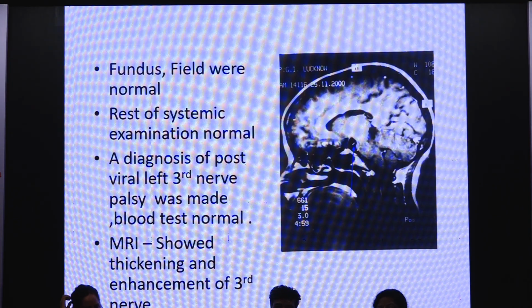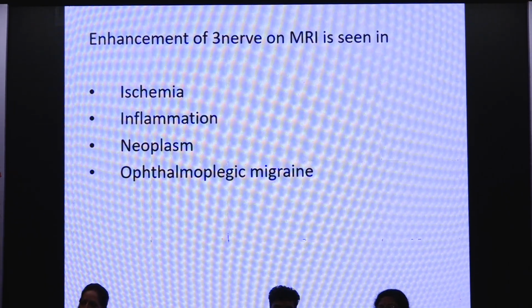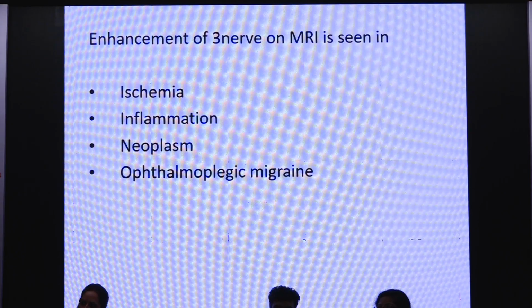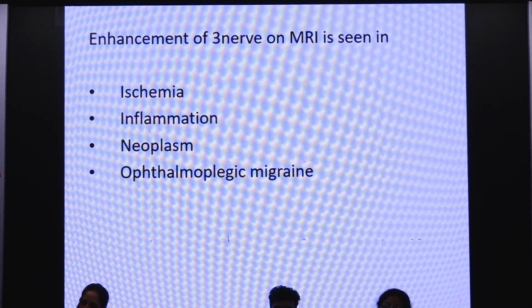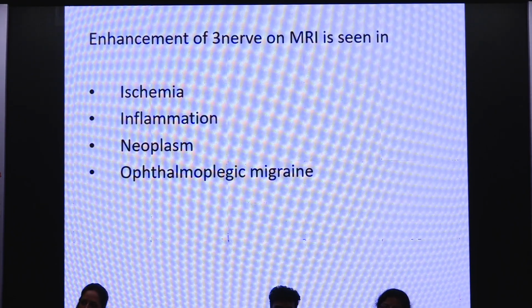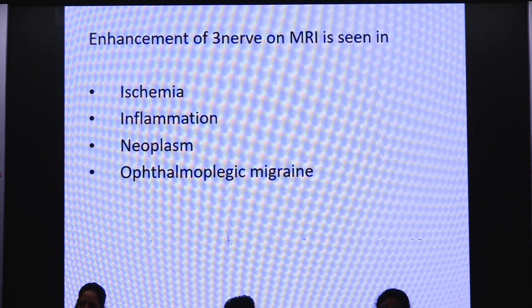So what we found, there was a thickening and enhancement of the third nerve, as pointed out by the arrow, in the subarachnoid part of its course. And this enhancement of the third nerve in the subarachnoid course on MRI is seen in ischemic insult to the nerve, or inflammation or infection of the nerve by bacterial and fungal meningitis. The cranial nerves are most commonly involved in bacterial and fungal meningitis because a lot of exudations are there.